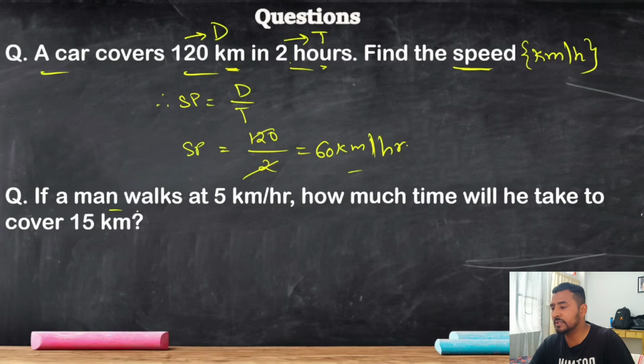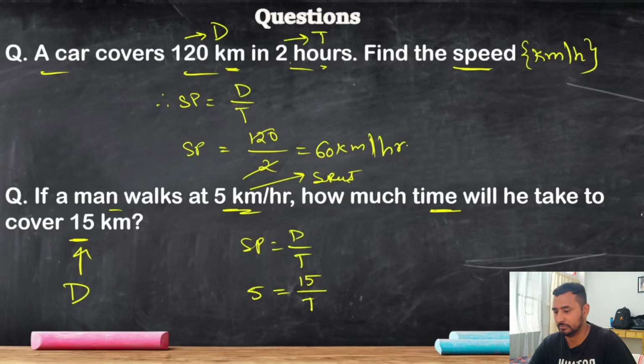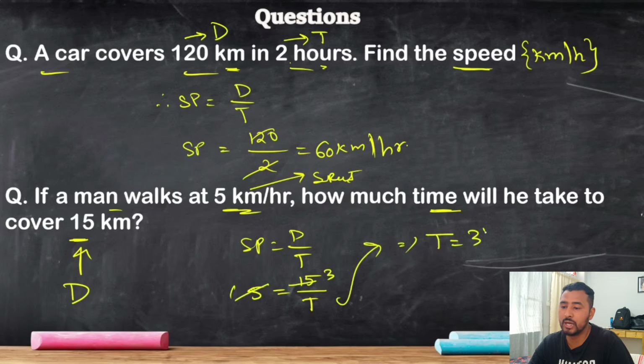Let's see one more. If a man walks at 5 km per hour, how much time will he take to cover 15 km? Now see, this is our distance d, and this is our what? Speed, right? It's given. Now we know, let's put speed is distance by time. Our speed given is 5 km per hour. Our distance is 15 km. Time we don't know. We need to find. So how will we find? Cancel 5 1s are 5, 5 3s are 15. You bring t to the other side, t will be equal to 3 hours.